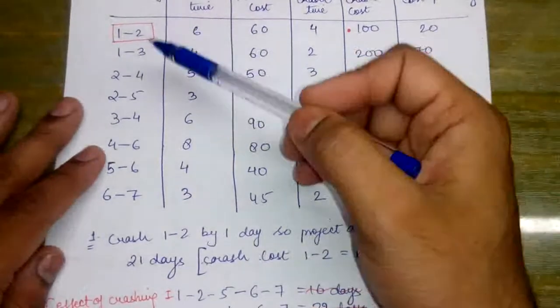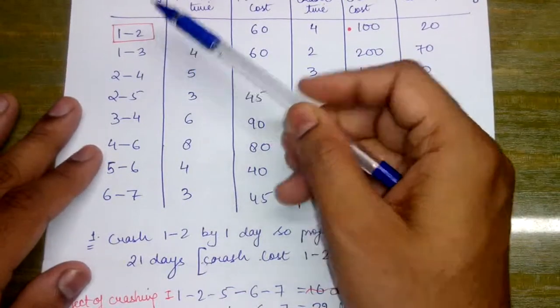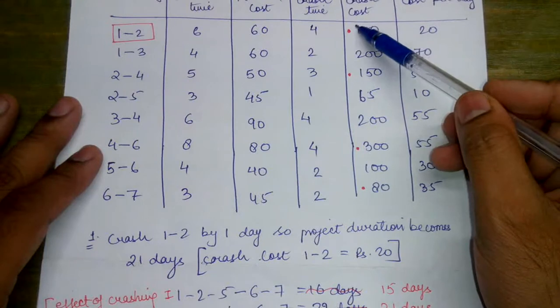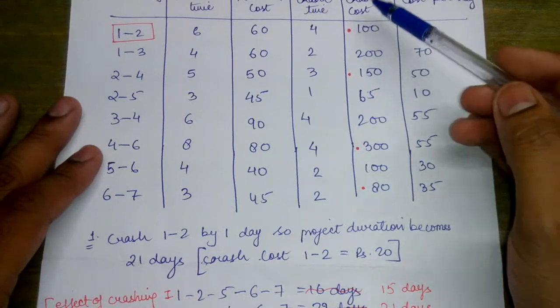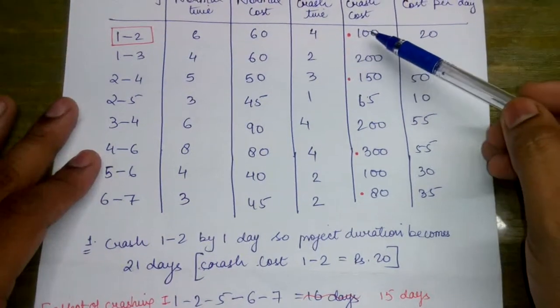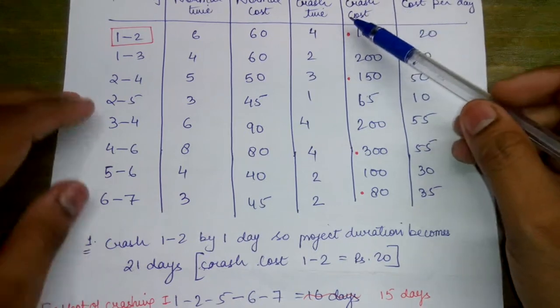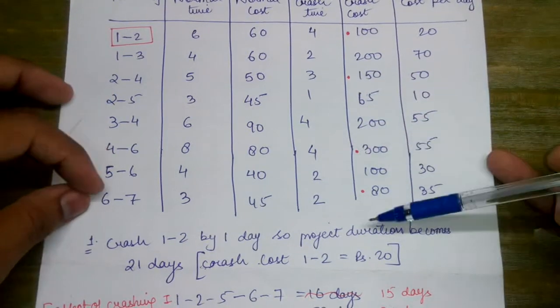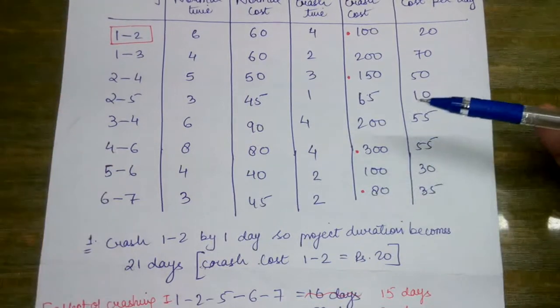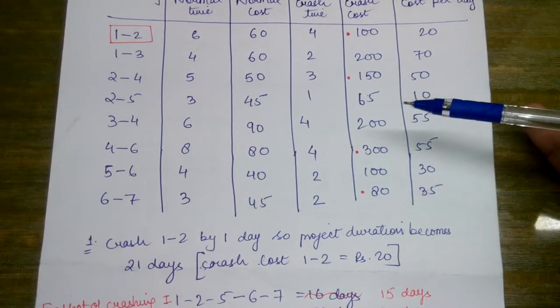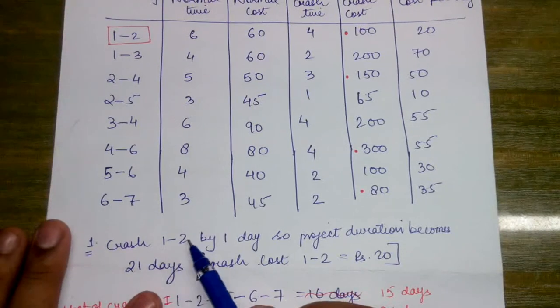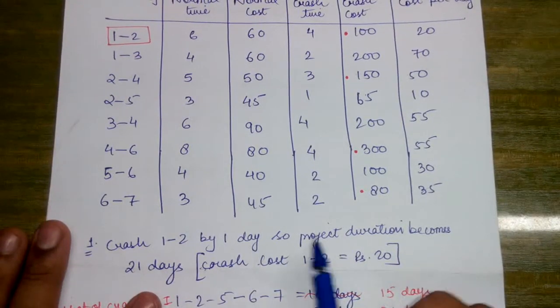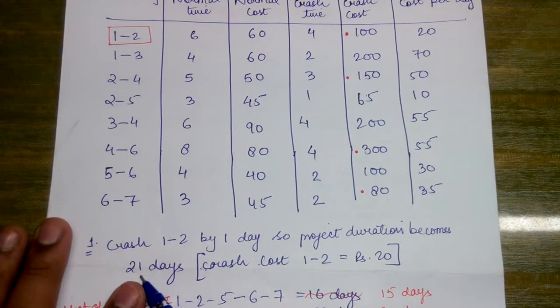Now if we look in the table, the activity 1 to 2 has the minimum cost of crashing per day. We have to look only at those activities which are included in the critical path. So we have 1 to 2, 2 to 4, 4 to 6 and 6 to 7. So we will crash 1 to 2 by 1 day so that the project duration becomes 21 days.